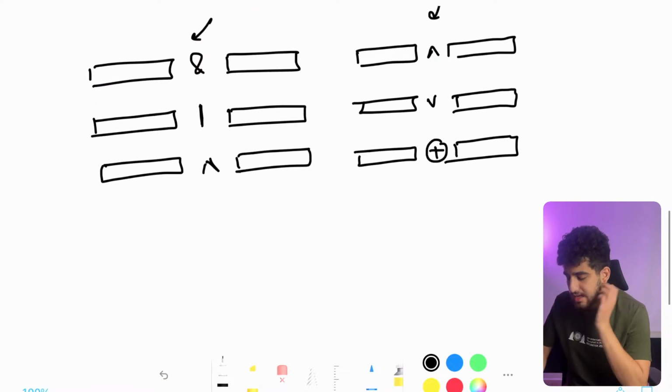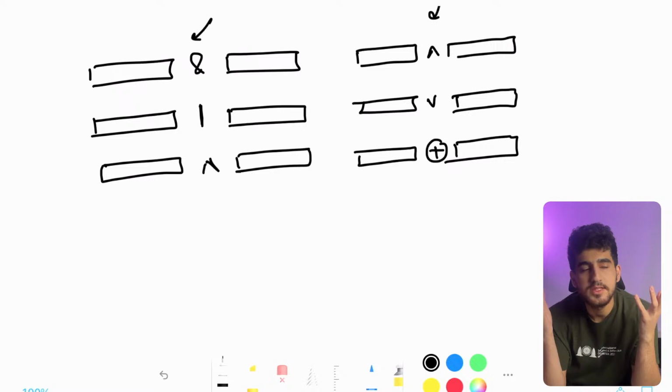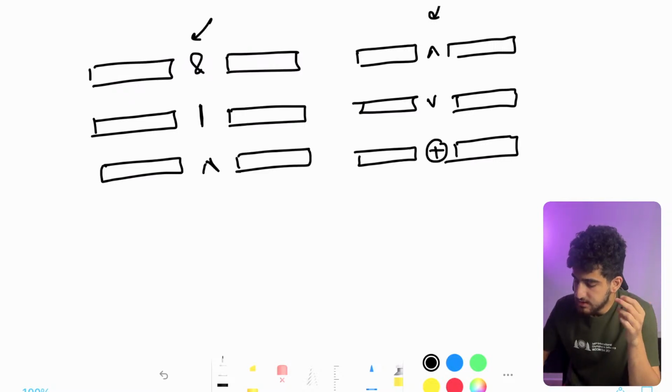Well, guys, AND means that, in general, when we talk in normal English or any other language, when we say something and something else, it means that both of them must be true. For example, it is raining and I'm going out. It means that both, it is raining and I'm going out. So when we have AND of two things, first, let's assume that we have only true or false.